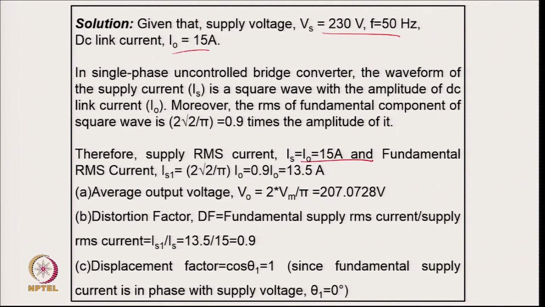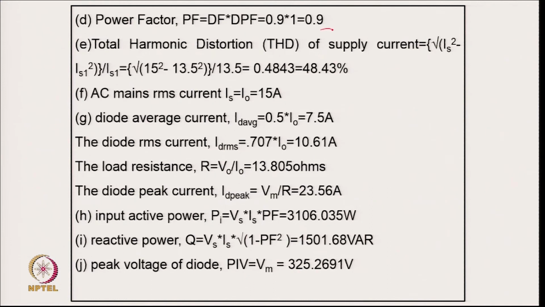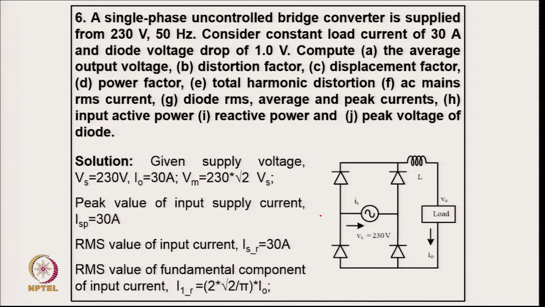So, we can find out the RMS current is the same for a square wave, and the fundamental will be around 0.9, then the output RMS voltage, then the distortion factor because of harmonics is 0.9, and the displacement factor is unity because they are uncontrolled, and then we have a power factor of 0.9 and TAD around 48%. Of course, RMS mains current is typically 15 ampere, and device currents and all those data are there, but you have the input power and all the data like output voltage, distortion factor, displacement factor.